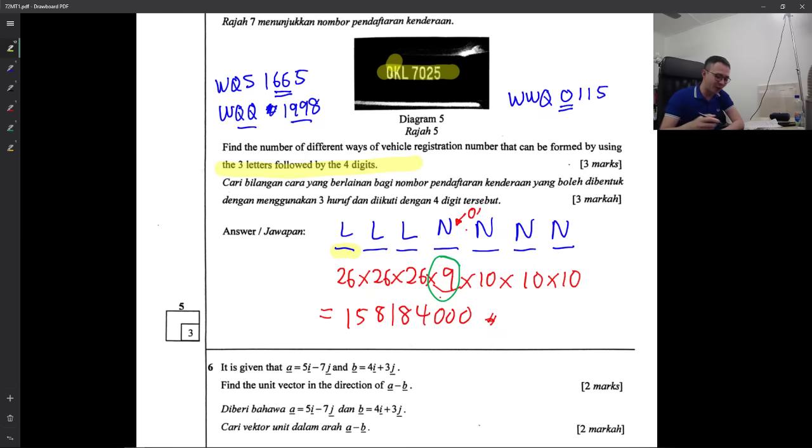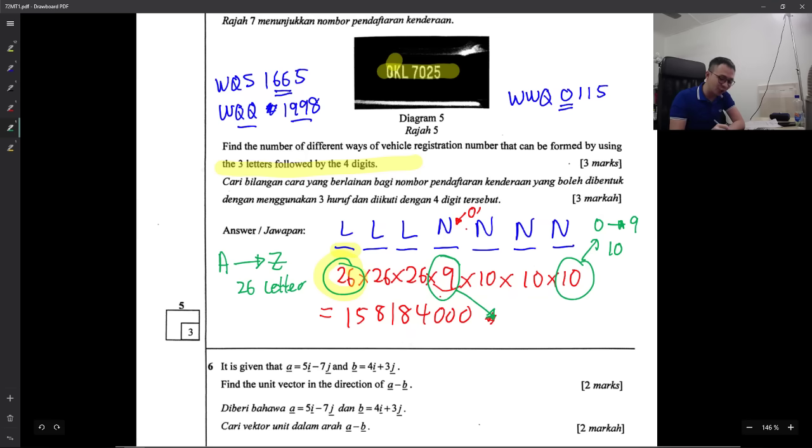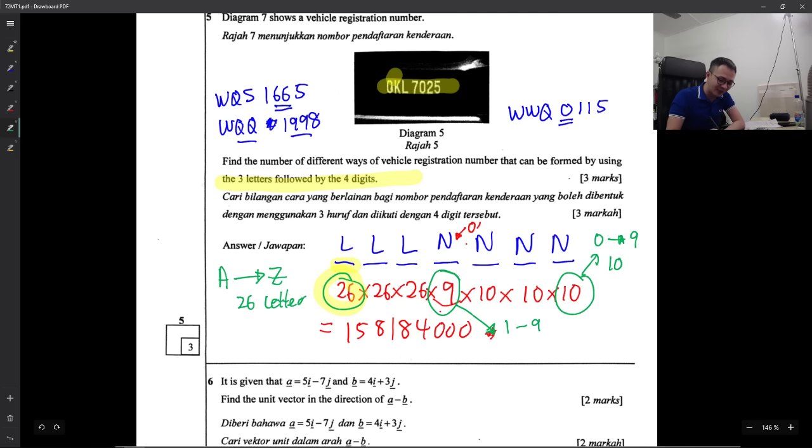Okay, where does the 26 come from? The 26 over here is all the letters you have from A to Z. Basically you have 26 letters. And the 10 over here is because the numbers from 0 to 9, you basically have 10 digits. The 9 over here is because I do not want 0 as my first number, so from 1 to 9 there are 9 numbers. Okay, I hope I actually told you the answer.